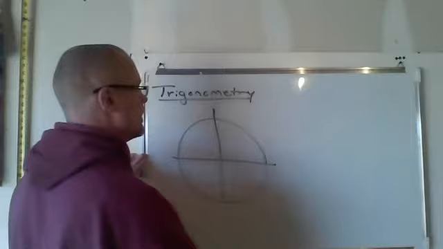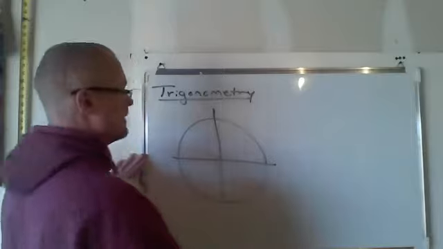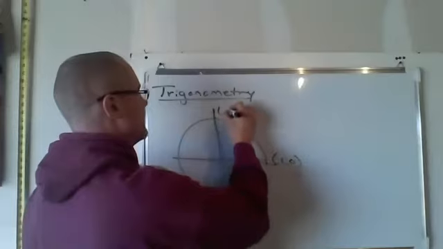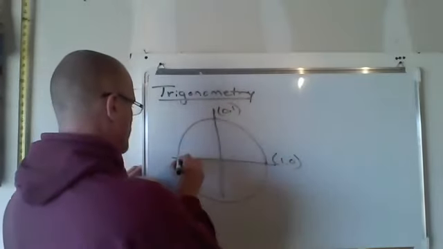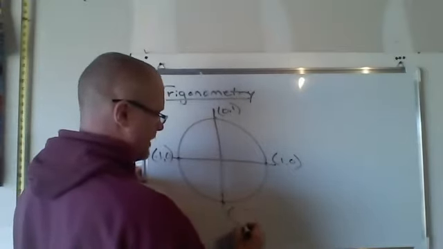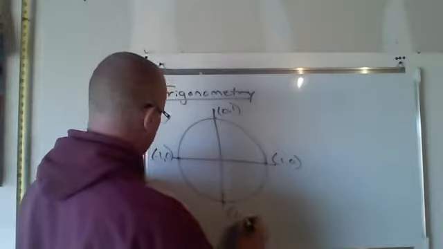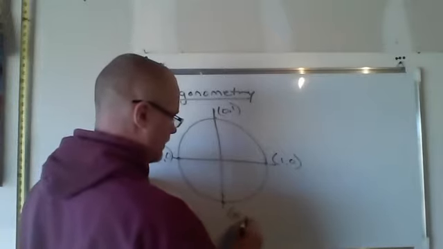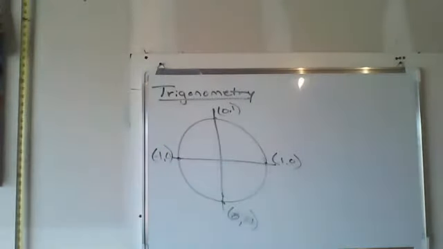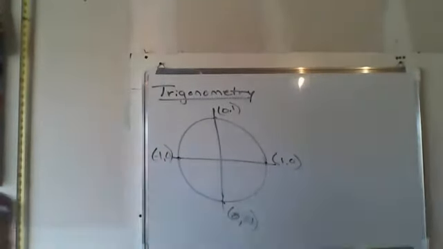If you remember, we put the unit circle on a coordinate plane. We know the coordinates of this point are 1, 0. We know the coordinates of this point are 0, 1. We know the coordinates of this point are -1, 0. And we know the coordinates of this point down here are 0, -1. Since we know all of those, we could find any point on the edge of this circle.